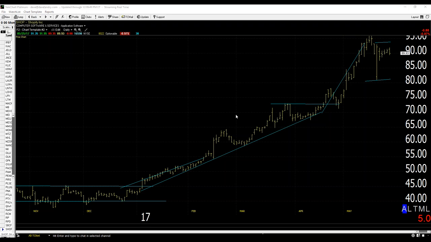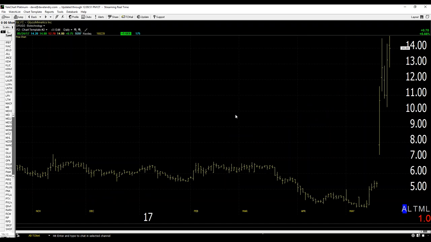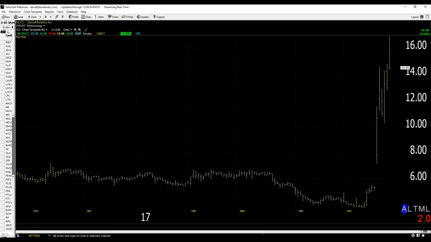GLYC. Yeah, we talked about that one. That's the bottle rocket. Goose.